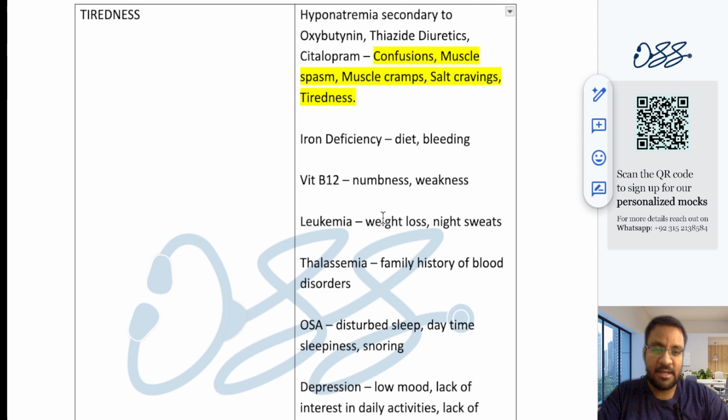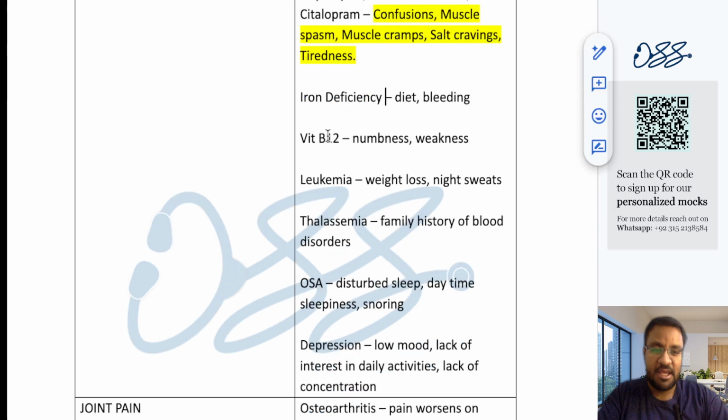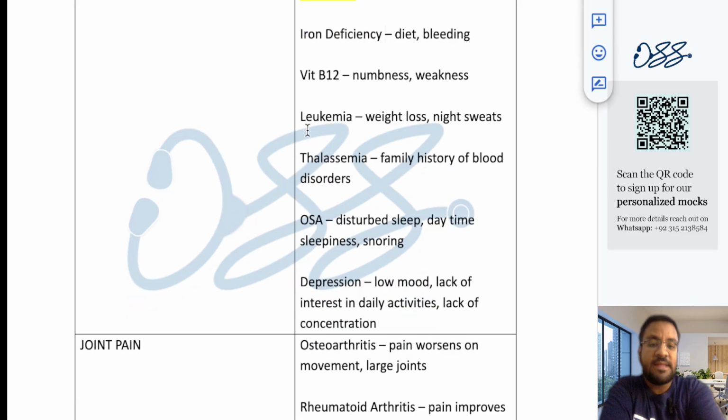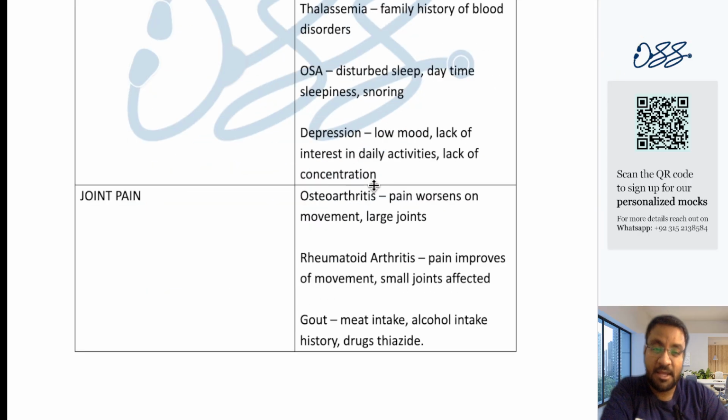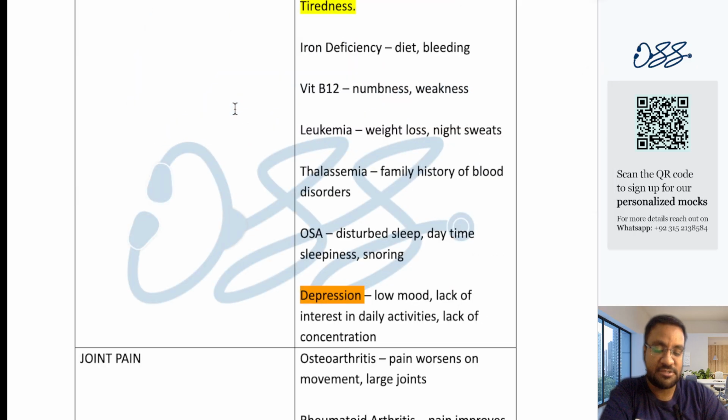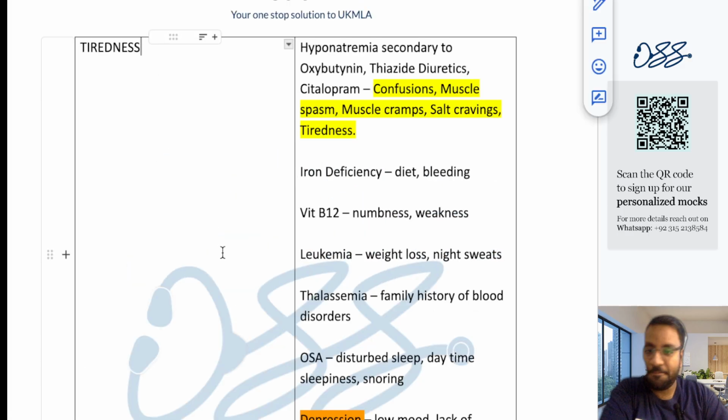Then other causes of tiredness: iron deficiency, vitamin B12. Okay, like iron deficiency, if you're exploring iron deficiency, you can ask that, okay, is it associated with any bleeding from anywhere? Okay, and then you can explore the diet as well. Okay, then vitamin B12 deficiency, leukemia, thalassemia, obstructive sleep apnea, depression as well. Okay, depression also often presents as tiredness. Okay, and many people are unable to reach the diagnosis of depression just because it presented as tiredness.